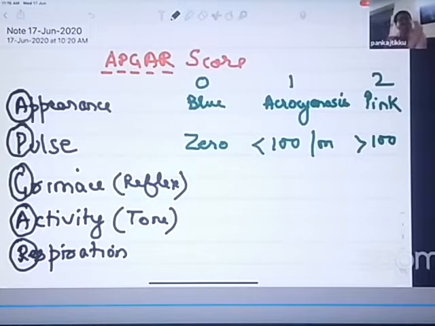So 0 heart rate, give him a score of 0. Less than 100 per minute, it is 60, it is 50, it is 70, it is 80 per minute, give him a score of 1. And if the heart rate is more than 100, give him a score of 2.